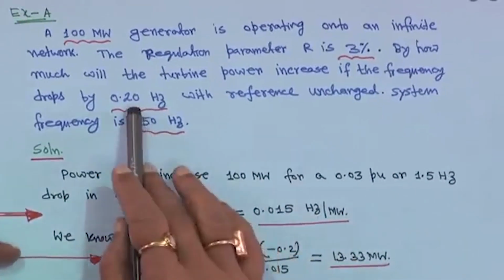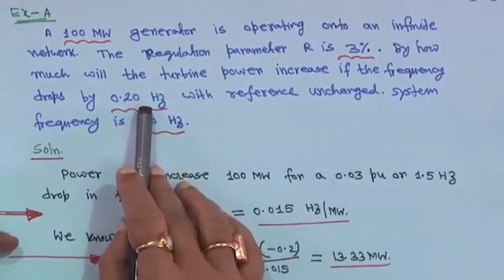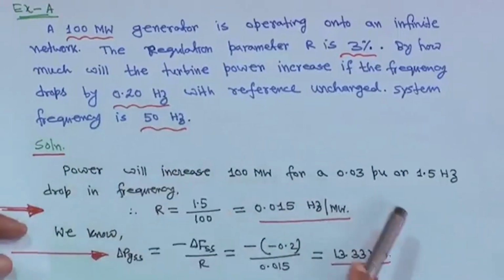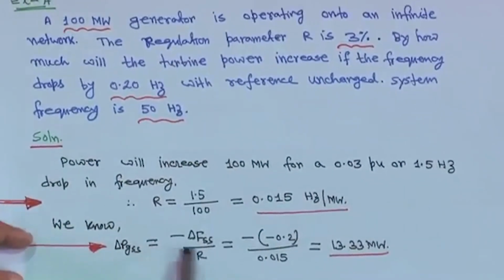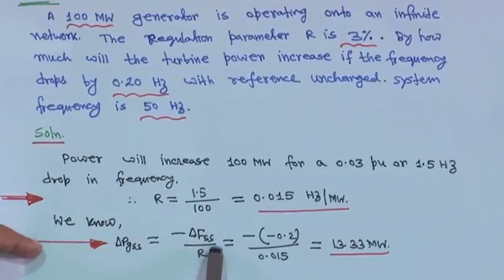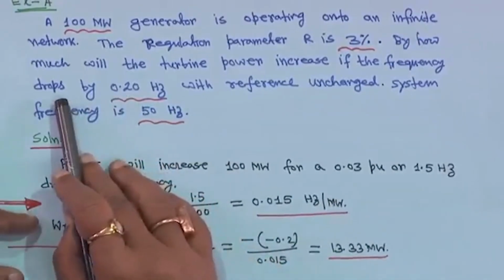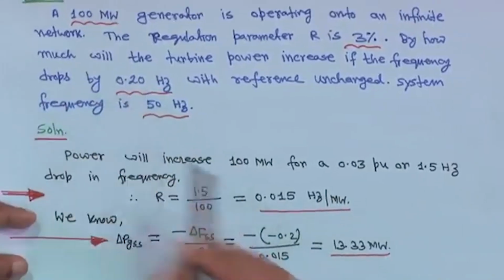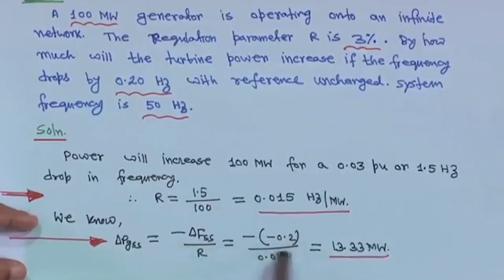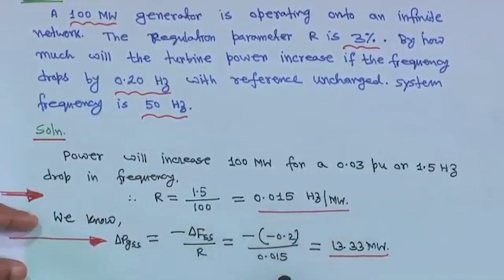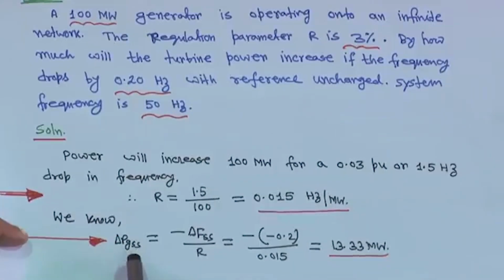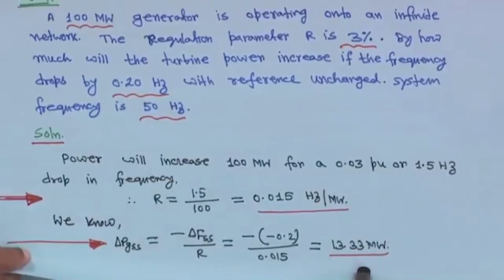Now it is given that frequency drops 0.20 hertz, that is delta F is equal to minus 0.20. We know this formula, delta PG steady state is equal to minus delta F steady state by R. It is a drop, not an increase, so delta F is minus 0.2. That's why it is minus of minus 0.2, and R is 0.015. Therefore it is 13.33 megawatt. So this is the answer, 13.33 megawatt.